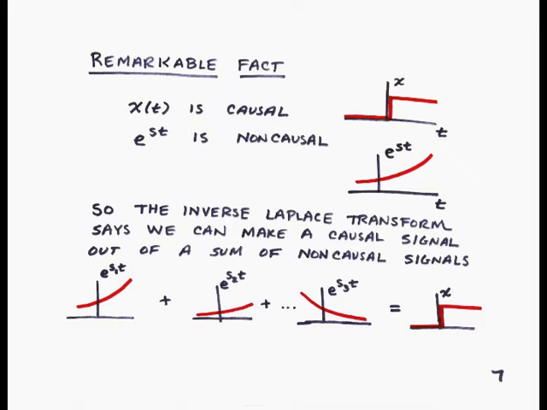So when we write the inverse Laplace transform, what we're saying is that we can make a causal signal out of the sum of non-causal signals, as long as we have an infinite number of them. And I think that's kind of remarkable if you think about it, that we can get all these non-causal signals to add together and be zero for all time before time zero. And then after time zero, they all add together to create something like a step, for example. So it's a remarkable thing. You can sum together an infinite number of non-causal signals and make a causal signal.